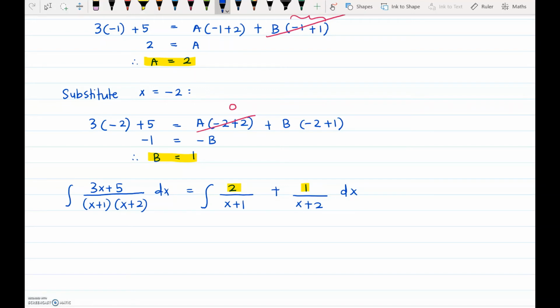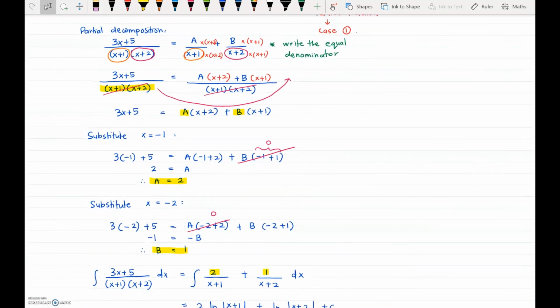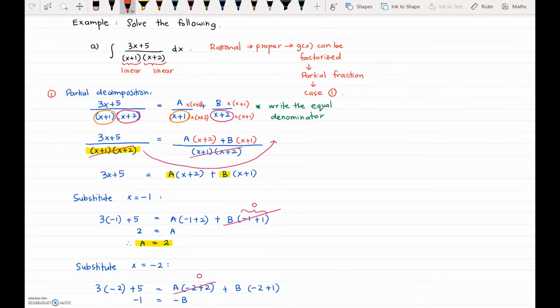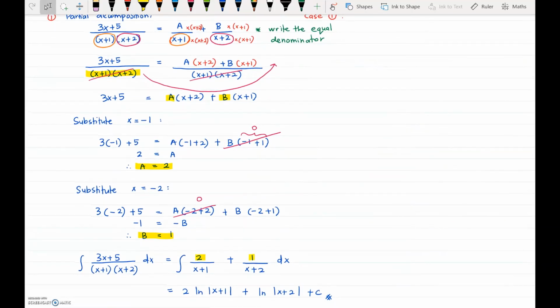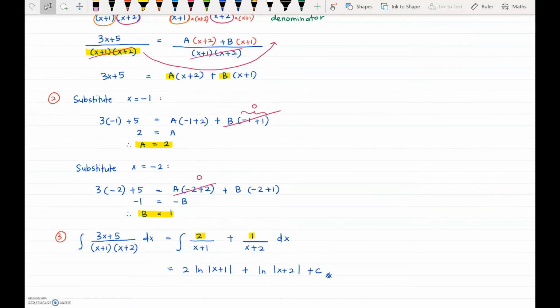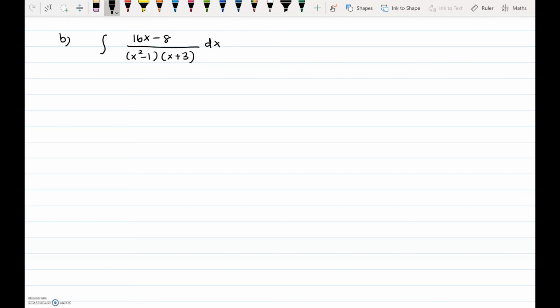Now continue, you can integrate directly using the basic integration formula, and we will get the answer 2 ln|x plus 1| plus ln|x plus 2| plus c. So this is the final answer. Again, the steps are: you start with the partial decomposition, then you find your a and b by substituting x with suitable values, and lastly we solve the integrals. Okay class?